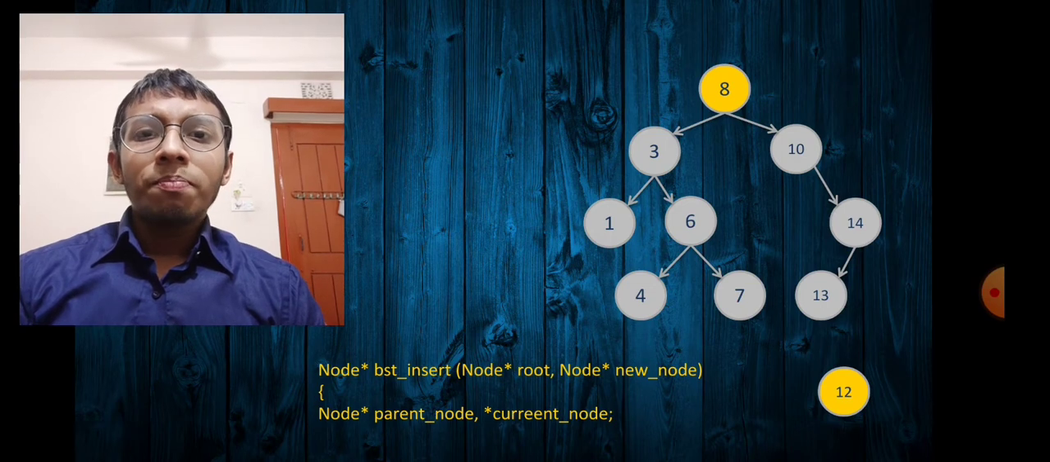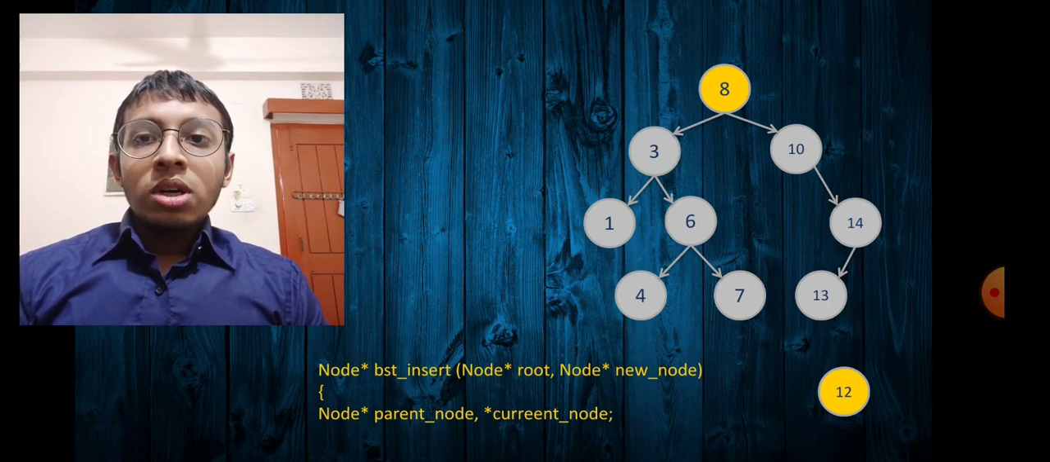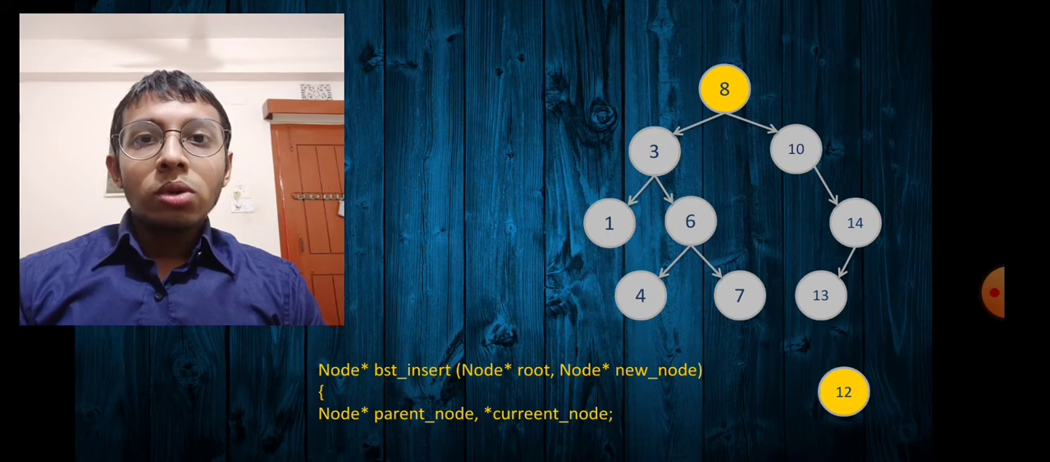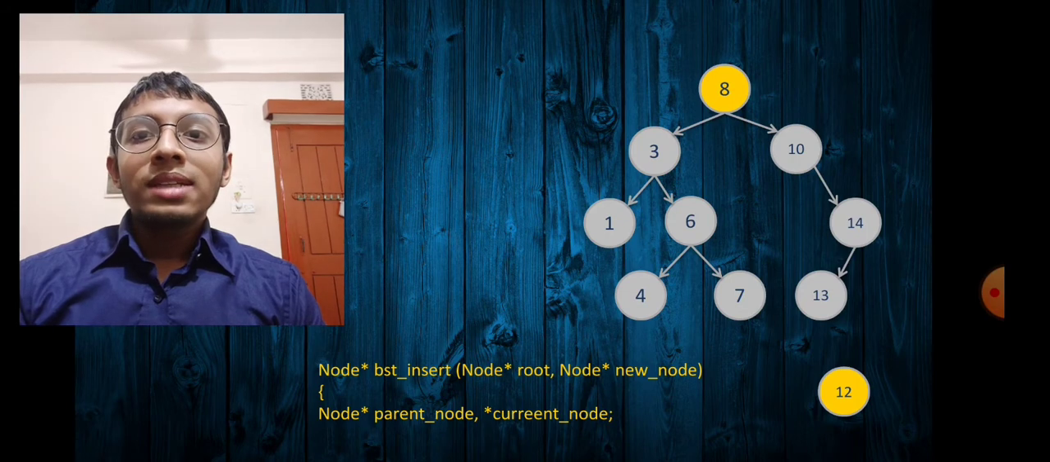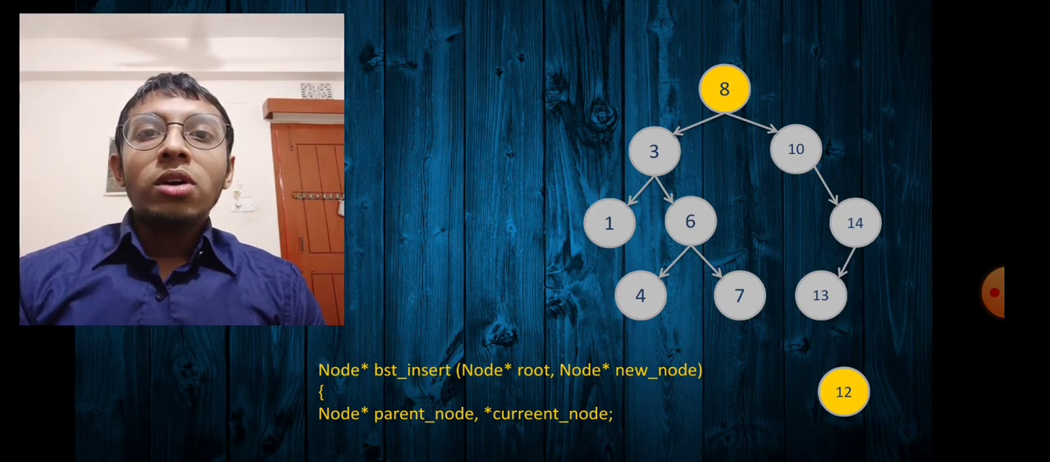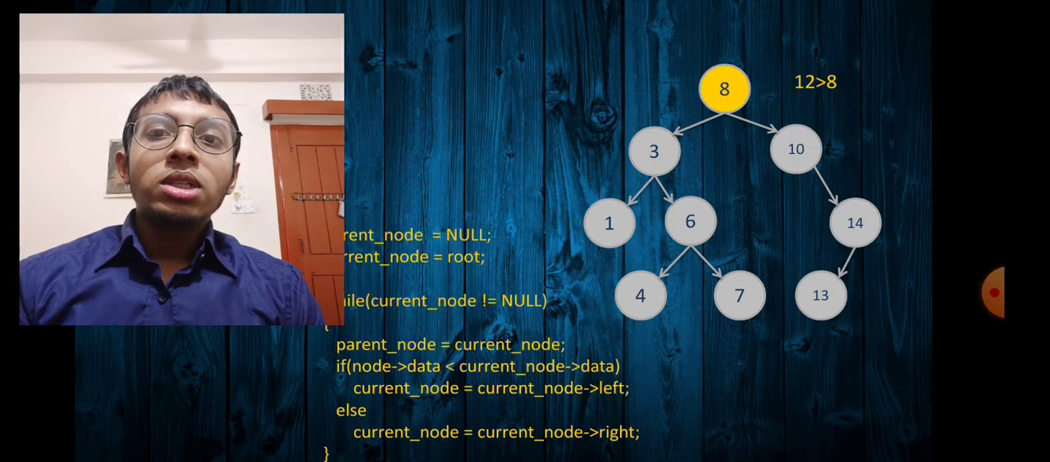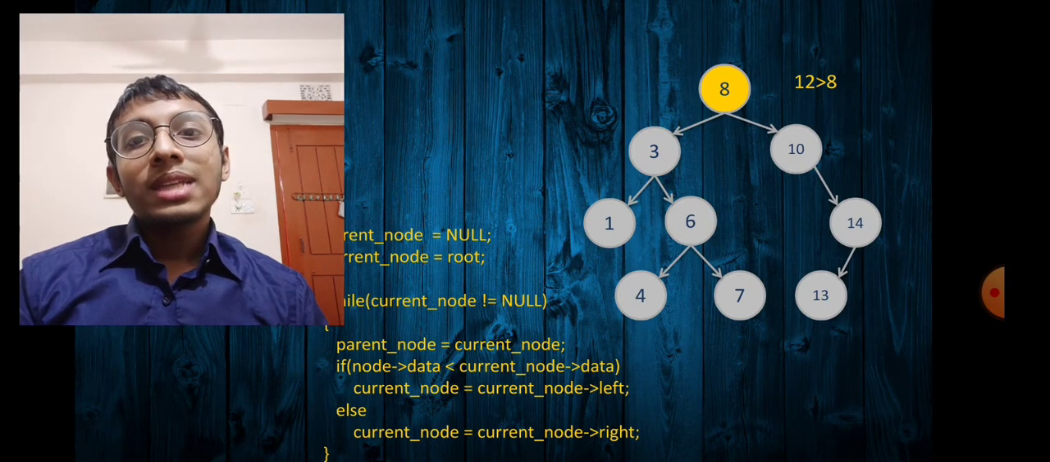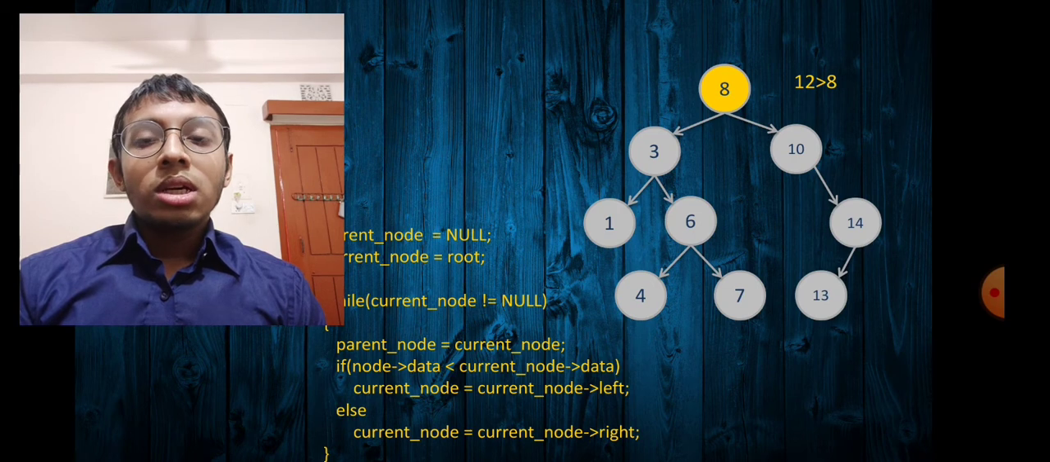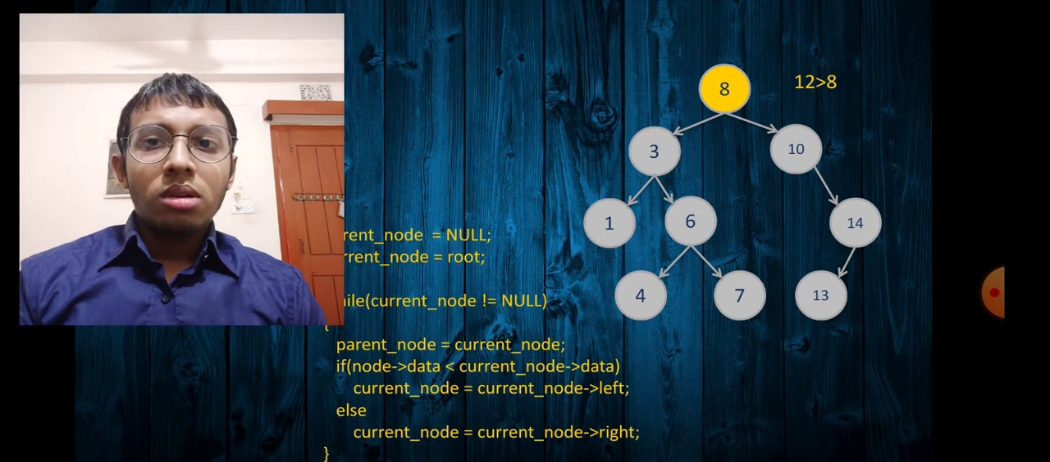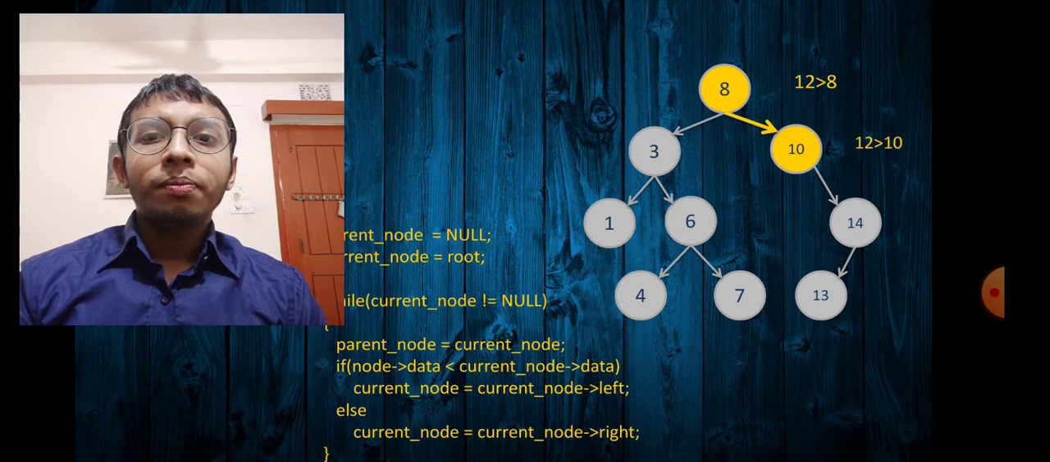So let's start with the main thing. The parameters of the function will be the root node and a new node, the new node that we want to insert. In this case it is 12 and the root node is 8. First of all, we will check if the root node is null or not. In this case it is not null, so we will proceed to the next step. We will compare the 12 with 8. If it is greater than 8, we will visit the right child, otherwise we will visit the left child. In this case it is greater than 8, so we will visit the right child.